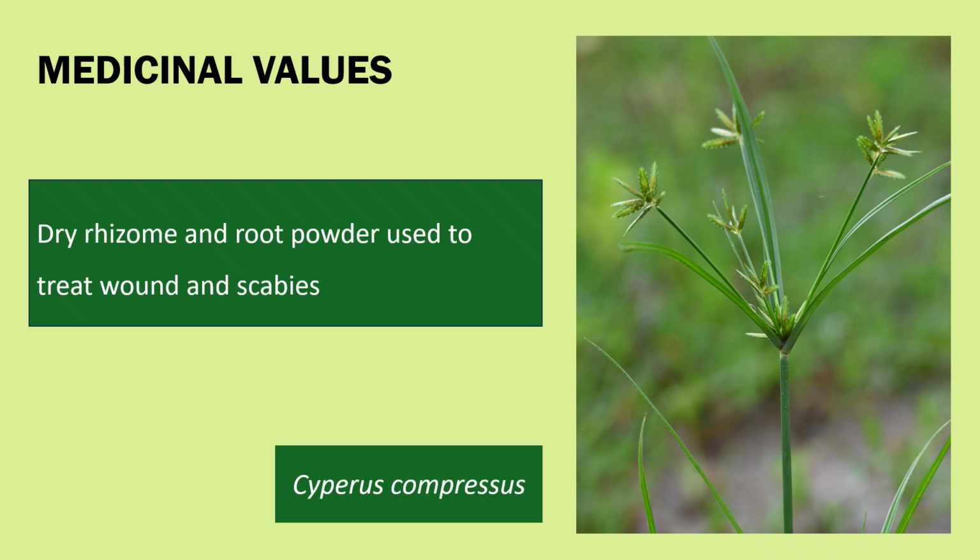Next is Cyperus compressus. This plant is very common. Even Cyperus rotundus is also very common. You will find them commonly on roadsides and in wetlands. For this species, the rhizome powder is used for the treatment of scabies or other skin diseases. So this plant is very commonly found, and it has very good medicinal uses for skin problems.